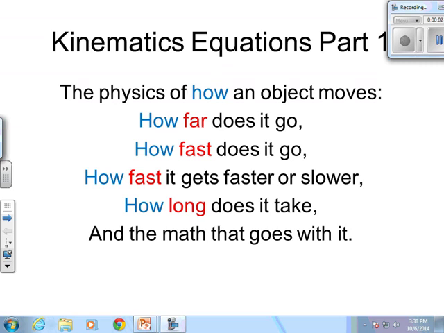Alright, welcome to Kinematic Equations Part 1 video. This is basically the definition of kinematics, all these things listed here. How an object moves, how far does it go, how fast does it go, how fast does it get faster, how fast does it get slower, how long does it take, and all the equations that go with it.